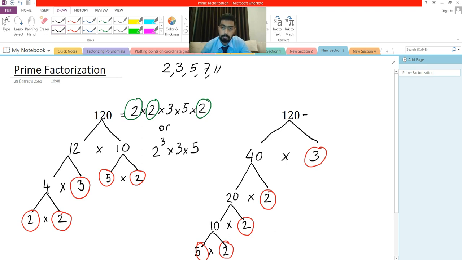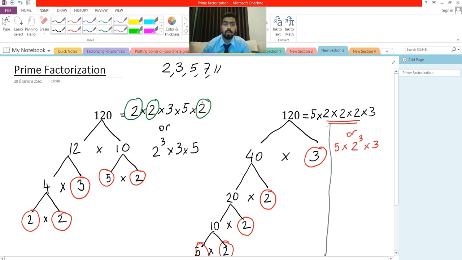Right, guys? And what do we have here? Let's go again from bottom to top. We have 5 times 2 times 2 times 2 times 3. And again, if you take a look at this, 2 is being multiplied by itself 3 times. So we can also write it as 5 multiplied by 2 to the power of 3 multiplied by 3. Guys, let me draw a line here so you don't get confused. There we go. So whichever way you use it, the final answer would always be the same.